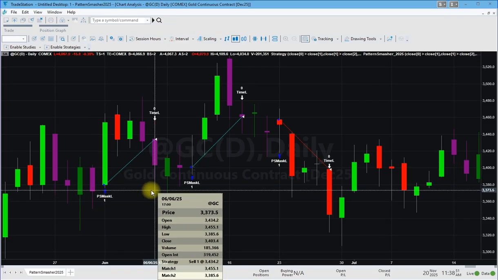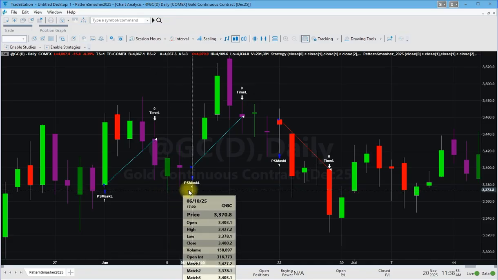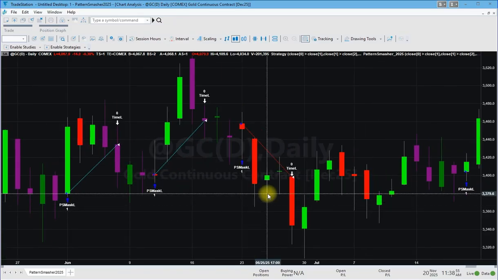Down close, up close, down close, buy. So that PatternSmasher paint bar is just there to help you. And unfortunately, it only works when a mask is 0. It has something to do with me drawing over existing colored bars. So just remember, I will present that, but it only works with a 0 mask.